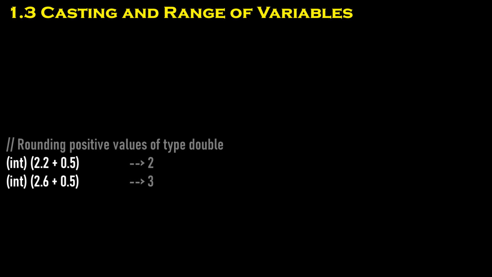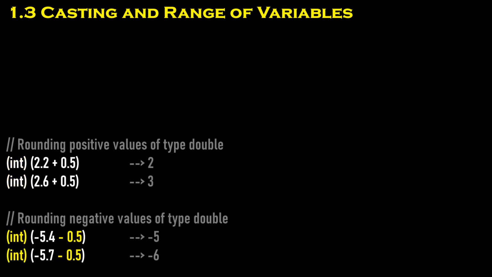If we want to round a positive number of type double to the nearest integer, we can add 0.5 to the value and cast it to an int. For negative numbers, we just have to subtract 0.5 instead.